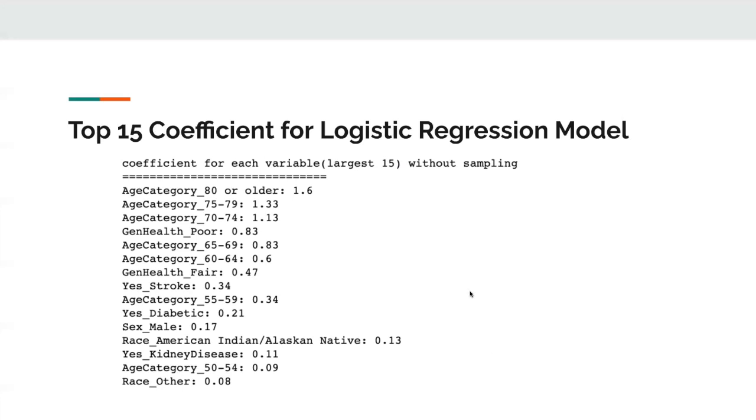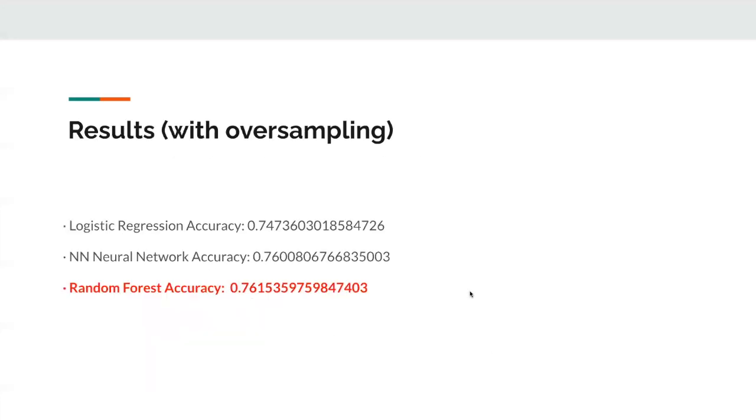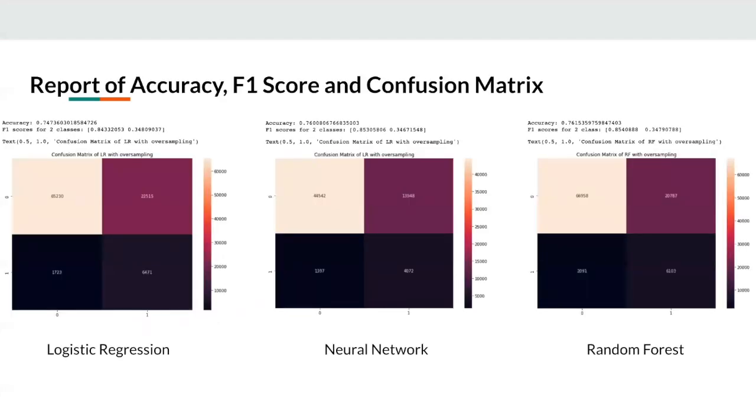Yeah, so let's talk about the result with oversampling. After oversampling, which is a special treatment for imbalanced data, our accuracy dropped largely from 92% to around 75%. But instead, we get some good F1 scores, which means we can better identify a person who actually has heart disease.